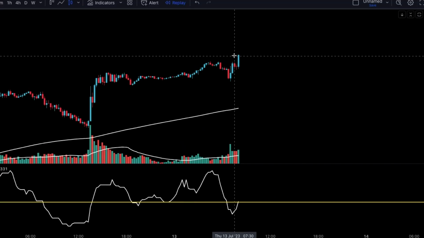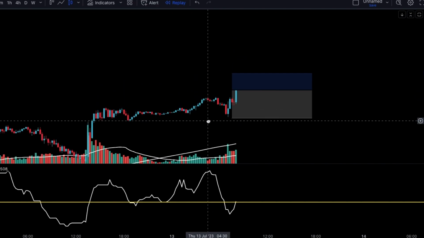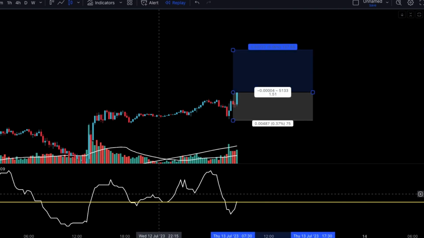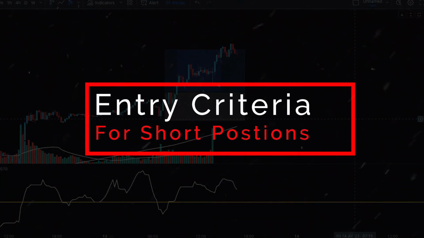If all confirmations have been met, we're going to take the instant execution with the stop loss below the swing low, and we're going to be targeting a 1.5 R. Okay, so as you can see in this scenario, it absolutely hit our take profit. Now I'm going to go break down the sell criteria.